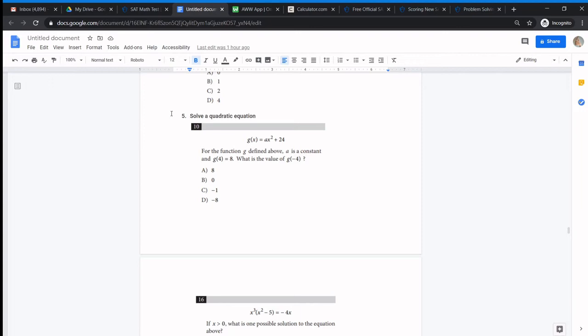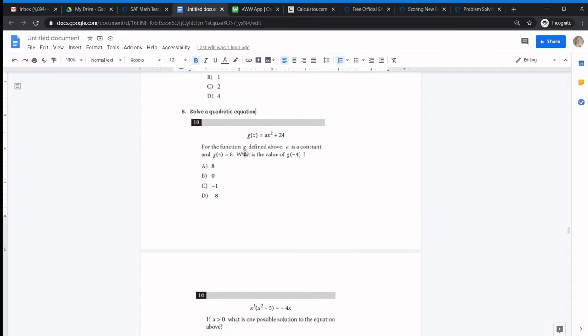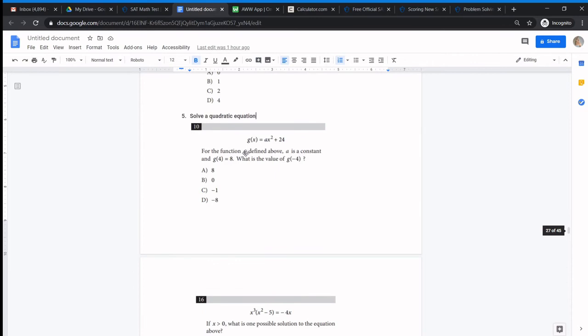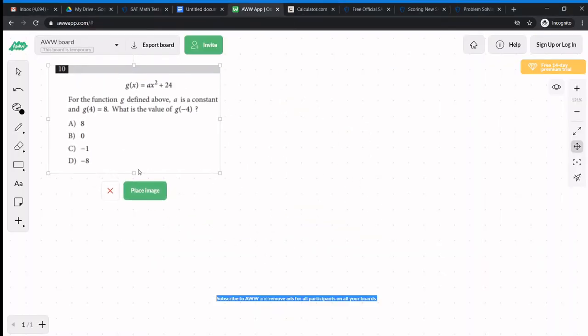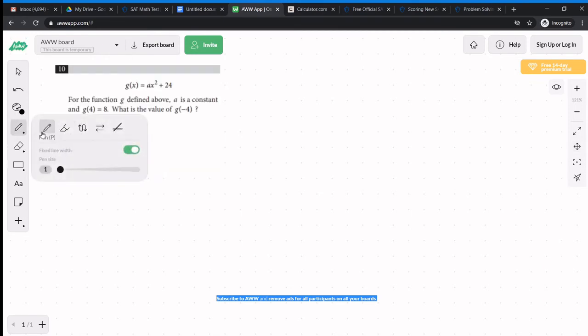This one, number 5, is solving a quadratic equation. So let's do a couple of examples. Now when they say solving a quadratic equation, they're going to ask it in a variety of ways. Solving a quadratic equation itself is pretty standard. They're not going to give you anything too complicated, but they're going to ask it in a couple of different ways. Like for this one, you don't actually need to figure out the roots of the function. You need to figure out what the function actually is. You know that when x is 4, g of x is 8.